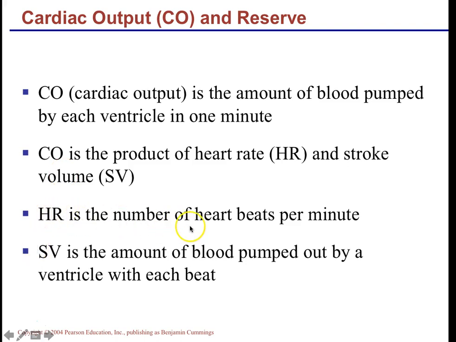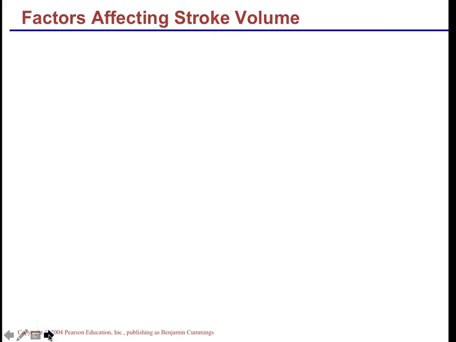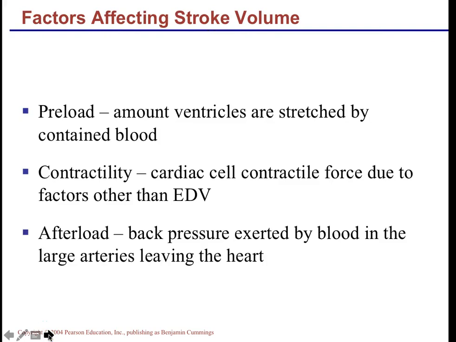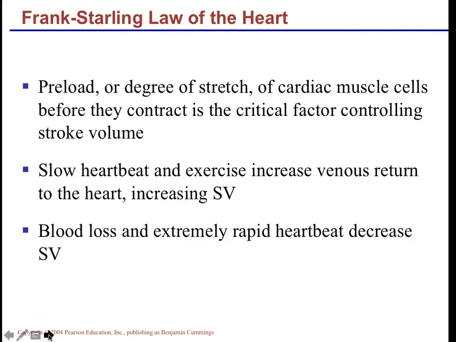So HR is heart rate, the number of heartbeats per minute, and SV is stroke volume, the amount of blood pumped out by a ventricle with each beat. Collectively, the heart rate and stroke volume in a minute will pump out an enormous amount of blood, and that amount of blood is called the cardiac output. That becomes important when you get to regulation. All right, so we talked a little bit about regulation when we talked about the medulla and how it can affect heart rate and stroke volume.